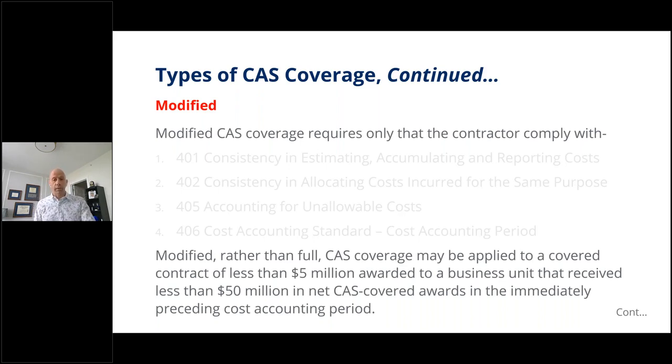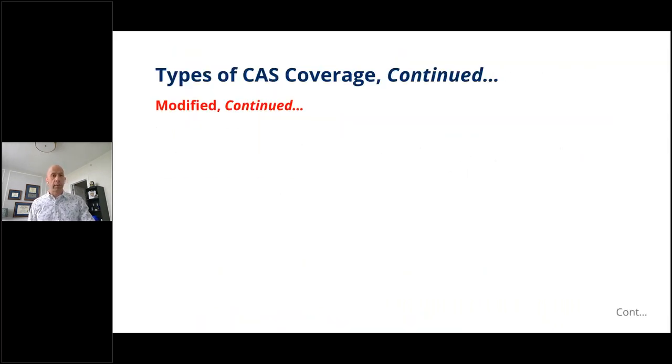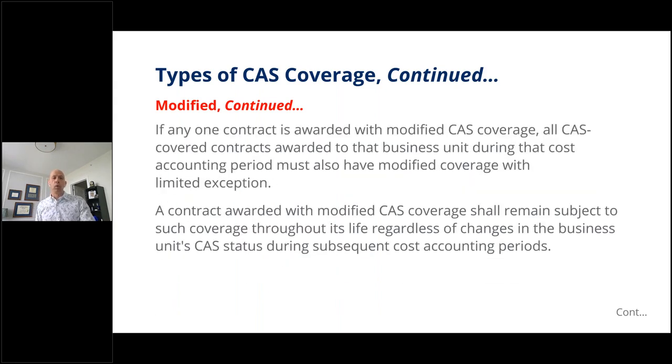If you go to DCAA's website, you can get more information about it, but we will show you the chart here in a minute. Further information on modified CAS. If any one contract is awarded with modified CAS coverage, all CAS-covered contracts awarded to that business unit during that cost accounting period must also have modified coverage with some limited exceptions. A contract that's awarded with modified CAS coverage shall remain subject to such coverage throughout its life, regardless of changes in the business unit's CAS status during subsequent cost accounting periods.